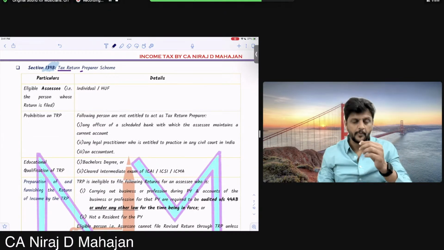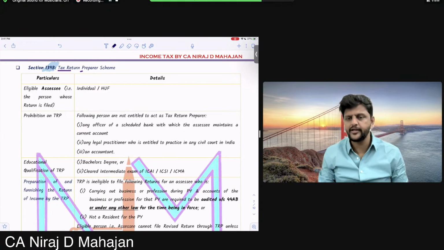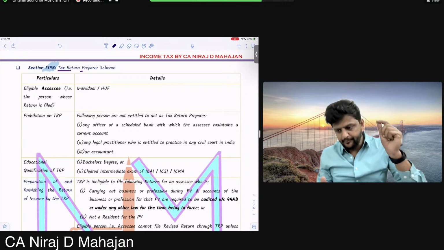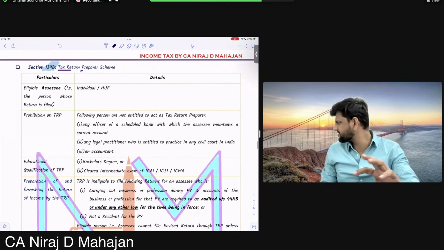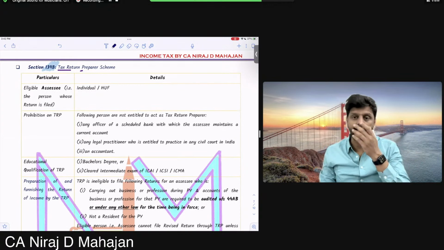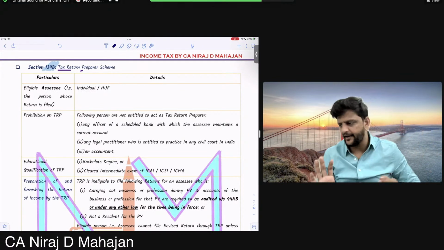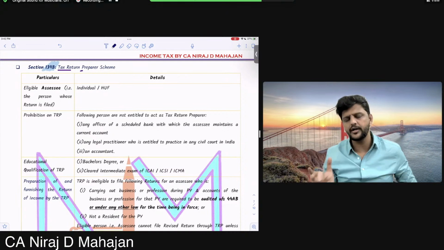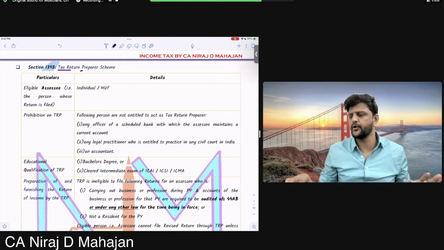Okay? He will not charge anything from the assessee. He cannot. He is not allowed. But he will be paid by the department. Negligible fees, but still fine. And again, the department doesn't take any guarantee or warranty of the correctness of the return. No doubt about it. Are you getting my point?